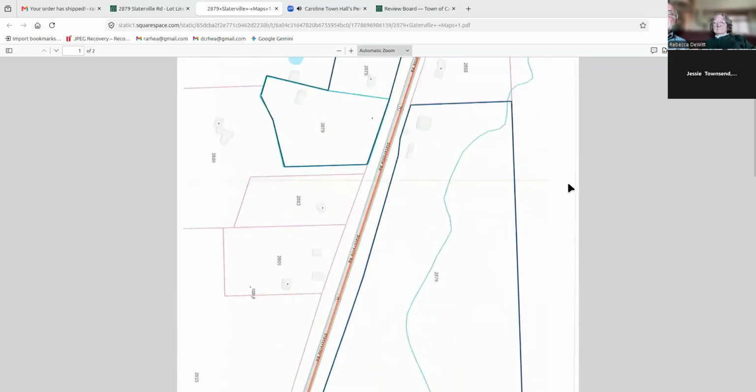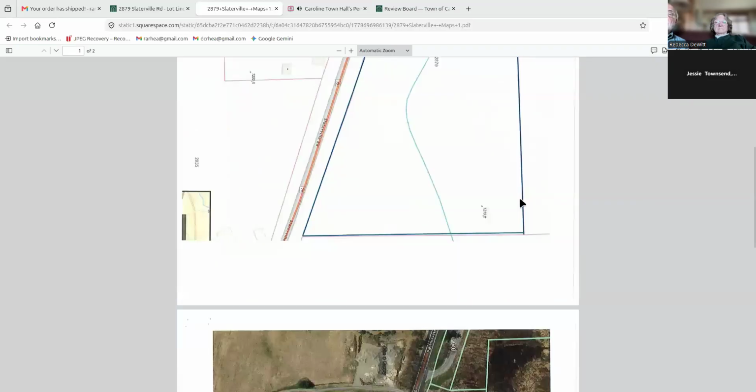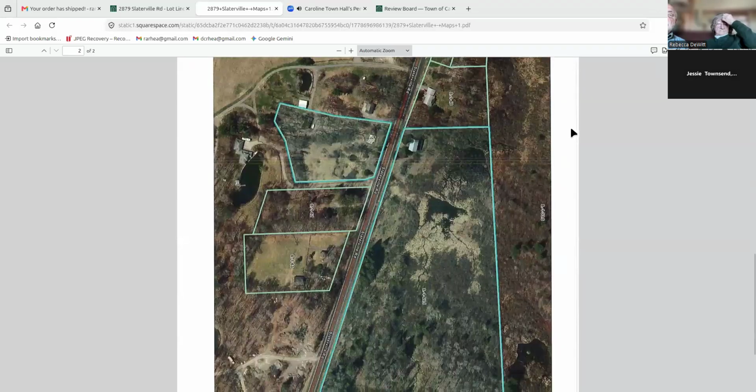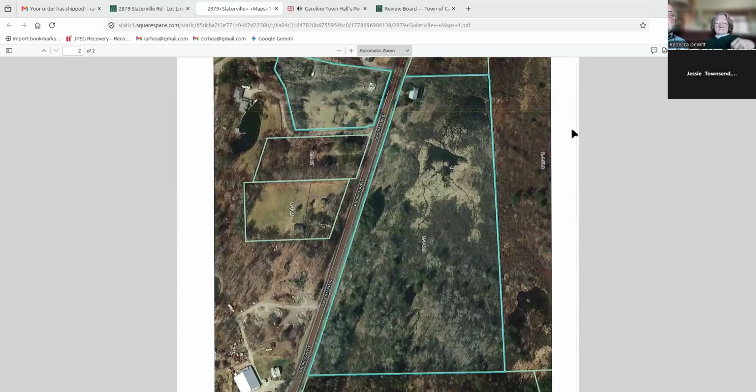Say that again. What information are we lacking? Lacking. You make it a minor. Sure. Actually, Bob has a nice list here that he did. So the submission that they put in says that it's a lot line adjustment, but I don't have a problem if we make that into a minor subdivision. Okay. But the map would have to be, some notes would be added to the map, the survey.